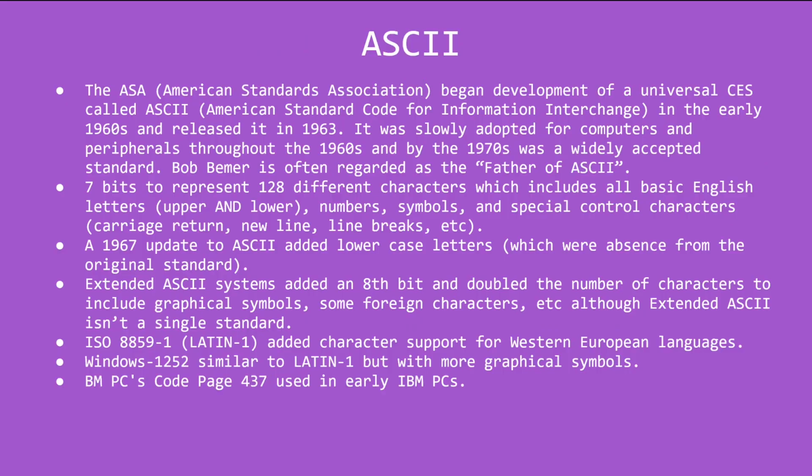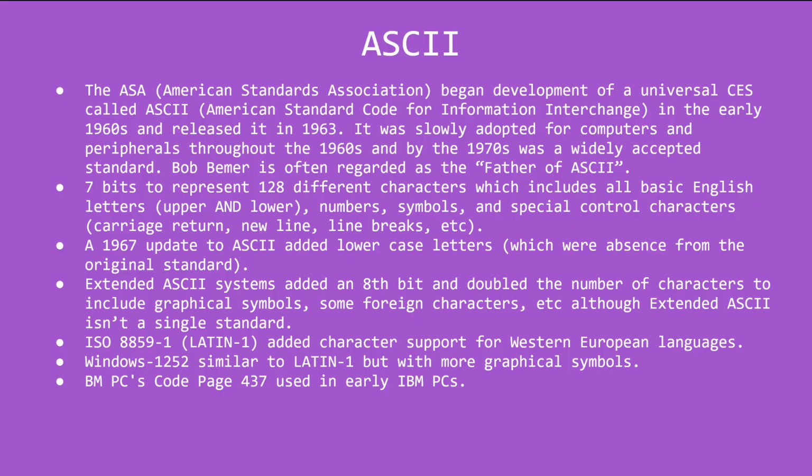And then we come to ASCII, which I'm sure a lot of people have heard of. They don't necessarily know what it is. Well, the American Standards Association began development of a universal character encoding system called ASCII, with the point that all computers would basically use it. They started work in the early 60s, and by 63, they released the first standard. It was really slow to be adopted, but through the 60s and by the 70s, it was pretty widely accepted as a standard. But some people wouldn't even call it completely universal or close to that until like 85. Bob Bemer, by the way, is regarded as the father of ASCII.